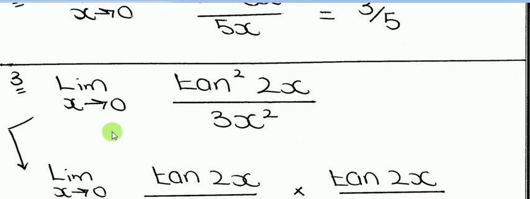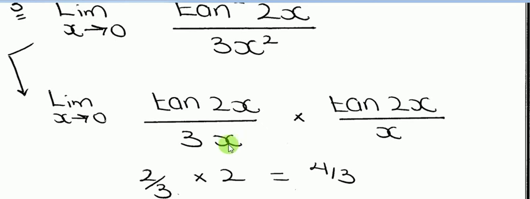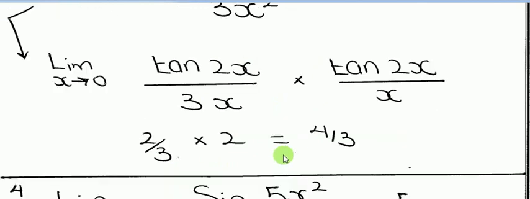Another question, which is example 3: limit as x approaches 0 of tan squared x over 3x squared. What is the meaning of tan squared? It means tan x times tan x. And what is the meaning of 3x squared? 3x times x. So I write it as tan x over 3x times tan x over x. If you multiply, it remains as it is: 3x times x is 3x squared, and tan x times tan x is tan squared x. Now tan x over x is 1, so it is 2 over 3 here, and tan x over x is 1, so 1 times 2 is 2. So 2 over 3 times 2 is 4 over 3.